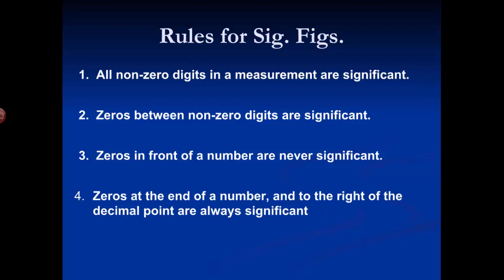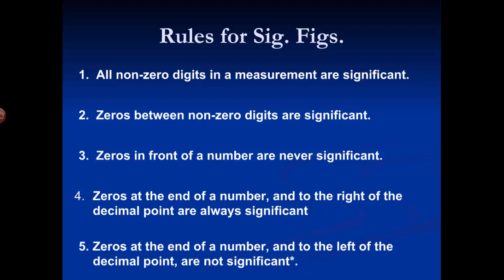If they're at the end of the number, then it depends on where they are in relation to the decimal point. So if they're at the end of the number and after the decimal point, to the right, then they're always significant because they speak to the accuracy of the instrument that you're using. If they're at the end of the number but they're before the decimal point, to the left of the decimal point, then they're not significant. Now there is a little star by this rule because there are some exceptions to this one that we might encounter, and we'll talk about those as they come up.